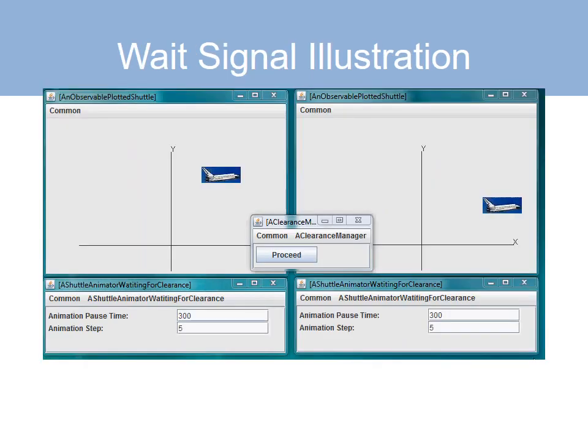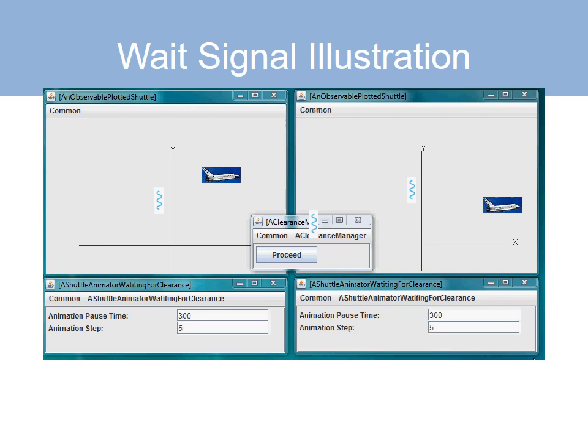Here's a variation of the first scenario in which we again have two threads controlling different shuttles. And I've added a third thread, which is a controller of these two threads. Okay? So these two threads will wait for a signal from this controlling thread before they start the animation. Okay? So this way they can understand wait and signal. So let's play the animation.